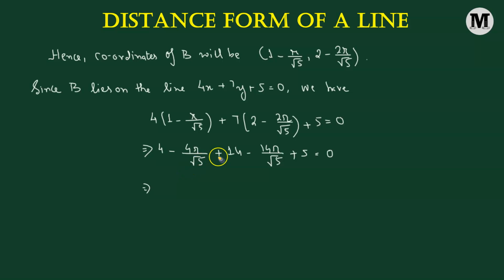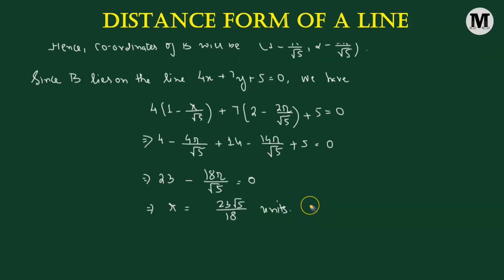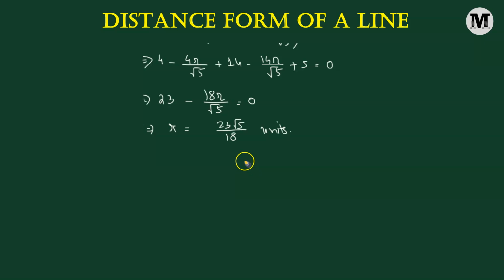Further simplification: 14 plus 4 is 18, and 18 plus 5 is 23. Then we have negative 4r over square root of 5 and negative 14r over square root of 5, which together is minus 18r over square root of 5, equal to 0. So let's finally find the value of r. r comes out to be 23 times square root of 5 all divided by 18. That is going to be the length r. Thus we can say AB, which is nothing but r, has a length of 23 times square root of 5 over 18 units.